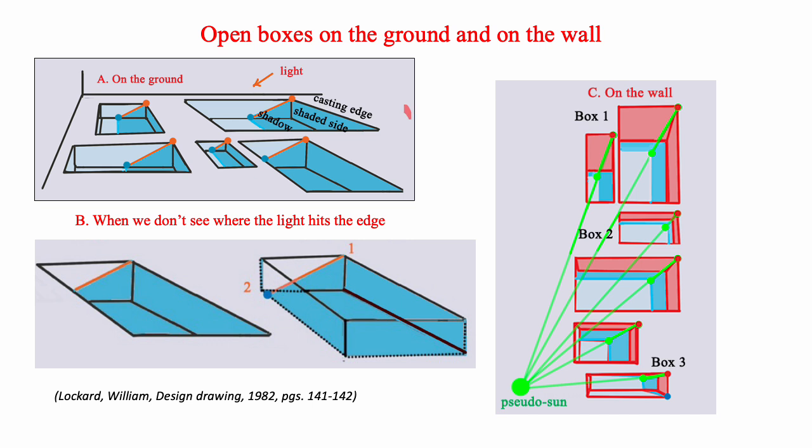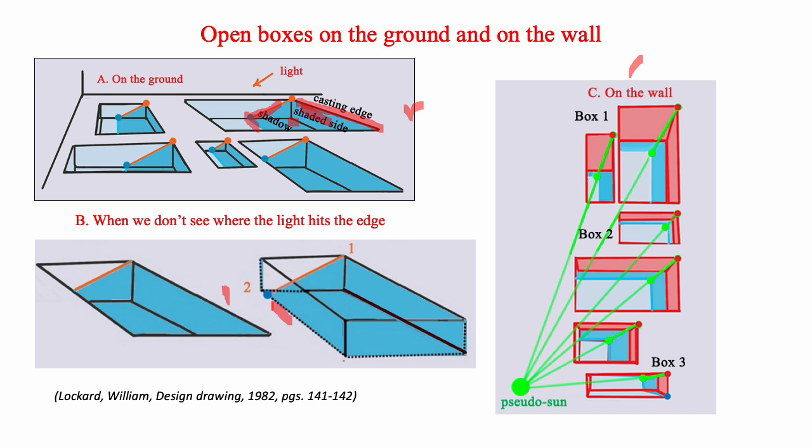These are open boxes on the ground and against the wall. The one on the ground has a casting edge here that causes a shaded side to cast this shadow onto the inside of the box, and it begins where the light hits the edge. If you don't see where the light hits the edge like this box, then make the box transparent so you do. If the boxes are on the wall, there are 2 variables at play.